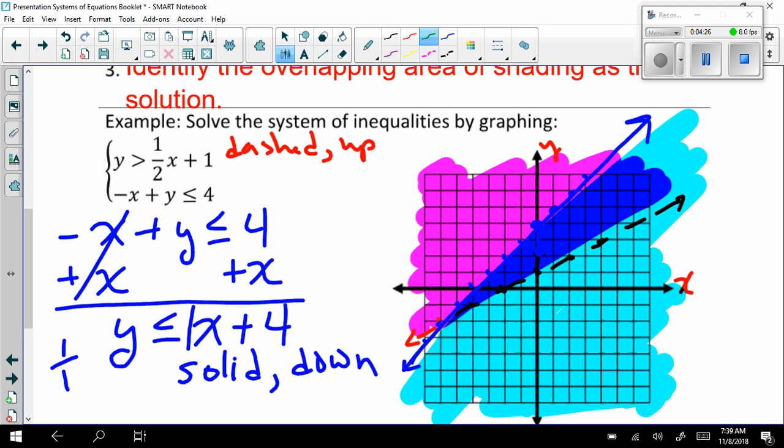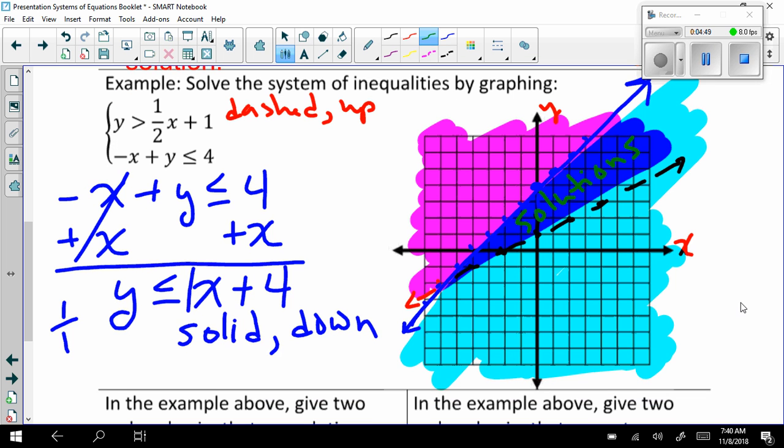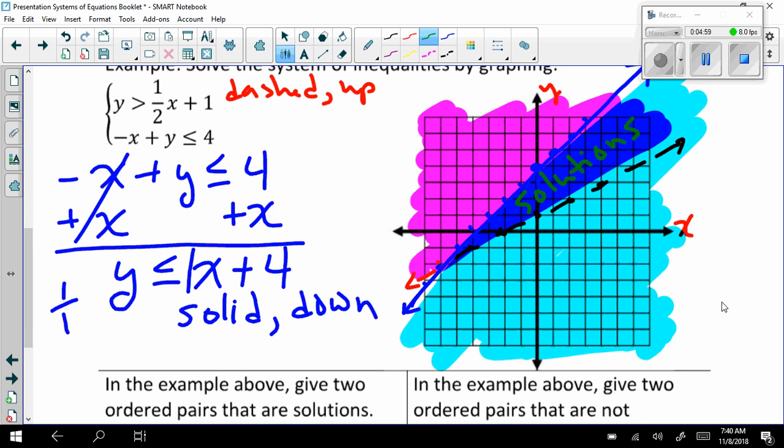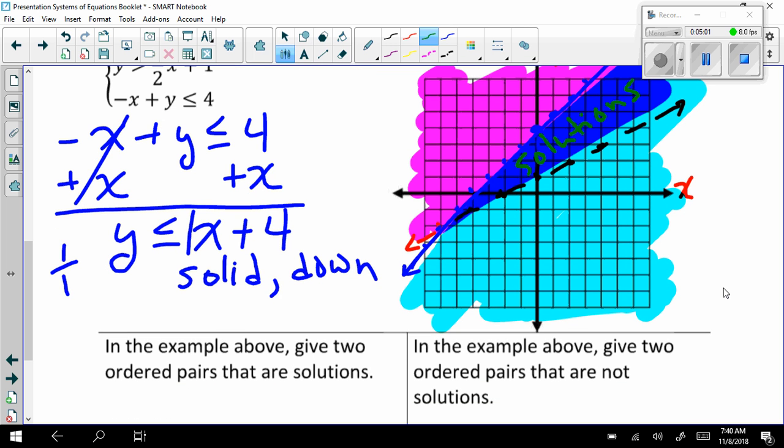And then when I look for the solutions of the system, it's where they overlap. And it's nice with my highlighter because I can see right in here, this is our solution, or my solution region. So where they're overlapping. We don't have to do any arithmetic unless we're actually asked where do they intersect, which we're not asked to do. Now, the important thing is that we can then pick out solutions.